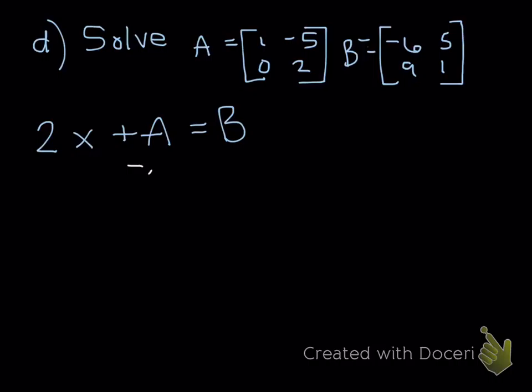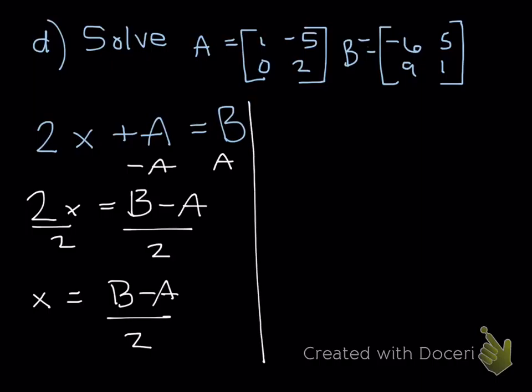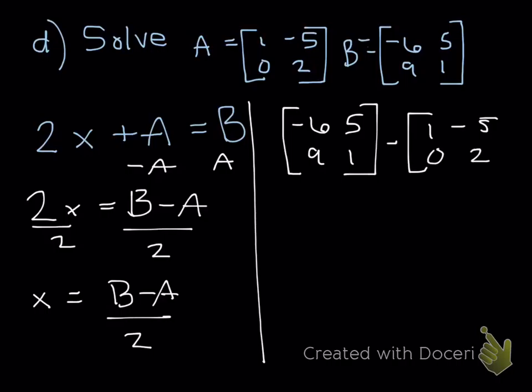So let's leave it in this form without the matrices in it. I would subtract A. So 2x equals B minus A. And then I would divide by 2. So essentially this means all the values after you subtract B minus A are getting cut in half. So to kind of set this up, I would put a B matrix first, so I'd put -6, 5, 9, 1, minus 1, -5, 0, 2, and this whole thing gets cut in half.